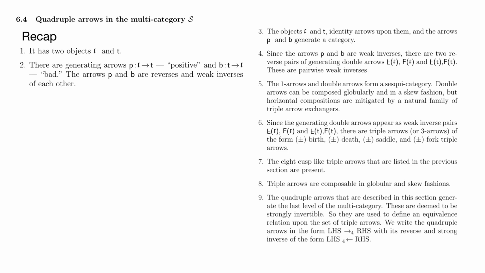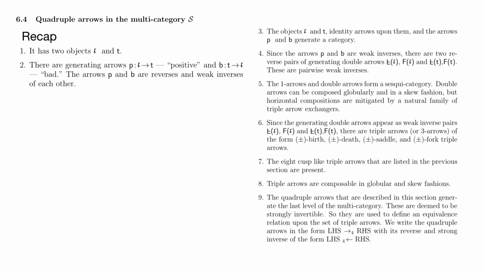Since the arrows P and B are weak inverses, there are reverse pairs of generating double arrows, these various Fs, and these are pairwise weak inverses. The one arrows and the double arrows form what's known as a sesquicategory. Double arrows can be composed globularly and in a skew fashion, but horizontal composition is mitigated by a natural family of triple arrow exchangers. We haven't gotten to the exchangers much yet.